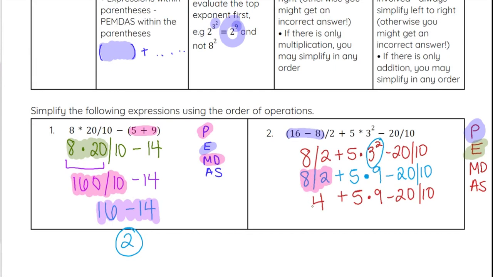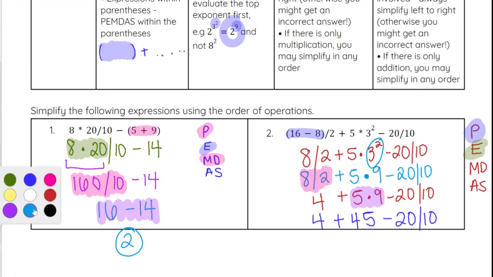So again, I'm going to start from the left. We already evaluated this one to get 4. And then we have plus 5 times 9. So 5 times 9 has to come next. So we'll do that. And we have 4 plus 45 minus 20 divided by 10.